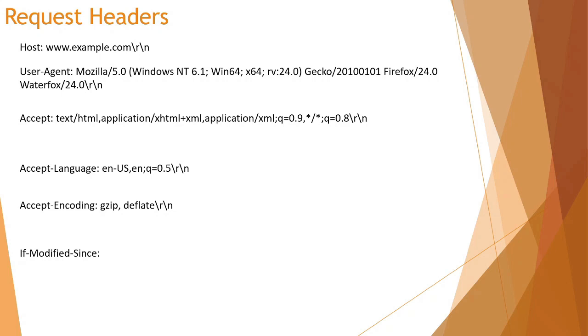Similarly, the client will give the User-Agent information, which is related to the browser details, what type of browser the client is using. And similarly, it will send the Accept header. Accept header information contains what type of files or what type of coding the client will support.